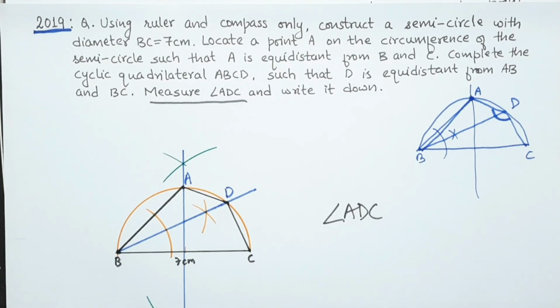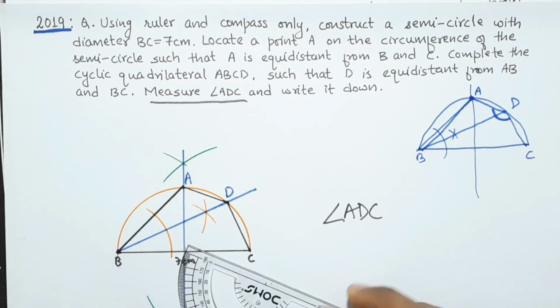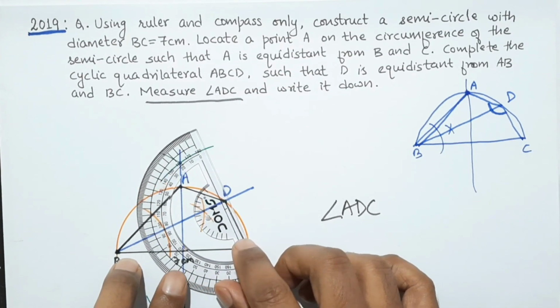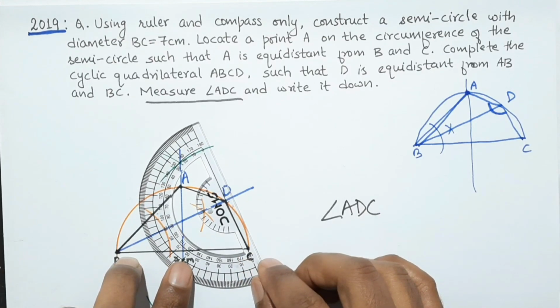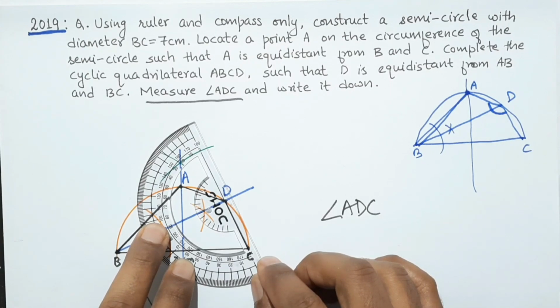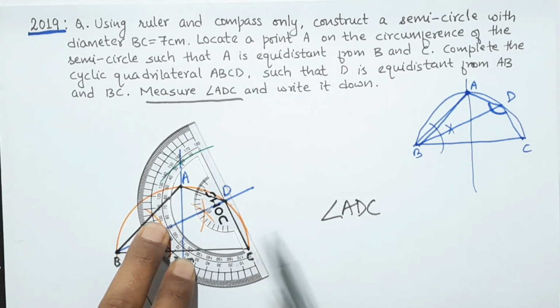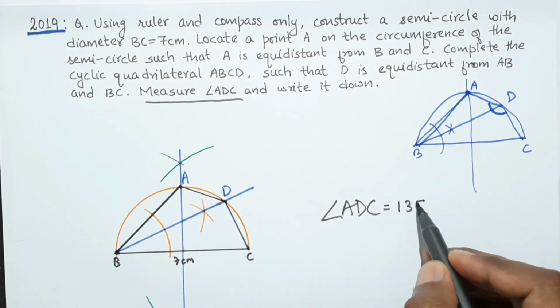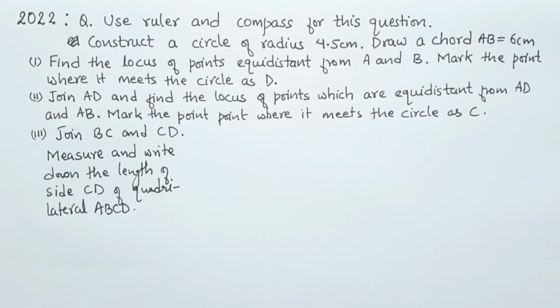Now using a protractor, let us measure this angle ADC. So angle ADC is approximately 135 degrees. Now the next question.